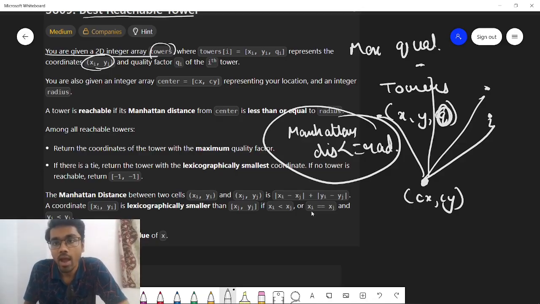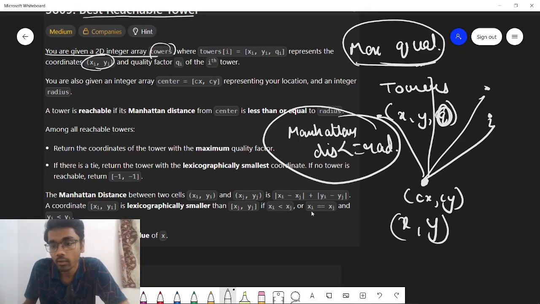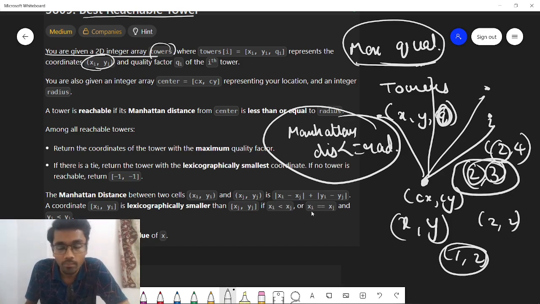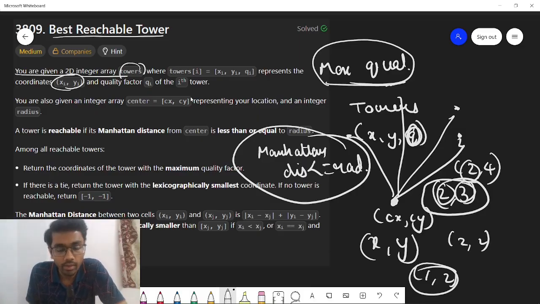Now if this condition holds, you need to return the tower with maximum quality factor, which is this q, and if a few towers have equal quality factors, then you need to return the lexicographically smallest coordinate. So let's say some coordinate is 1, 2 and some coordinate is 2, 2. In this case the first is lexicographically smaller. Let's say some coordinate is given as 2, 3 and some coordinate is given as 2, 4. Here the x coordinates are equal, but the y coordinate of this one is smaller, so this becomes the lexicographically smaller coordinate. So let us see the second example and look at how things actually work.